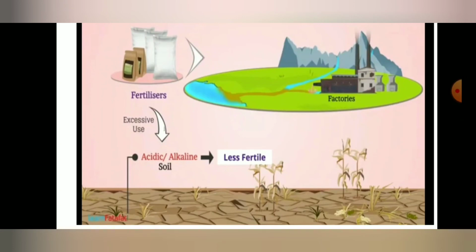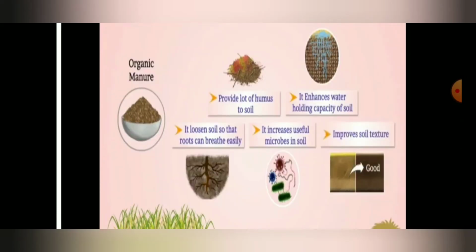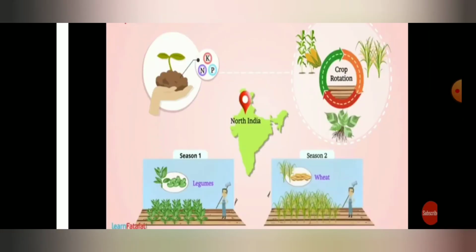Okay, see, in your textbook two columns are given, the differences between the manures and fertilizers. I will explain that also in the later classes. You go through the textbook and observe the differences between the manures and fertilizers. Okay, see, the importance of organic manures is given here. They provide a lot of humus to the soil, enrich the water holding capacity, and loosen the soil so that the roots can breathe easily. They increase the number of useful microbes and improve the soil texture. So organic manure has more importance than the fertilizers. Understood?